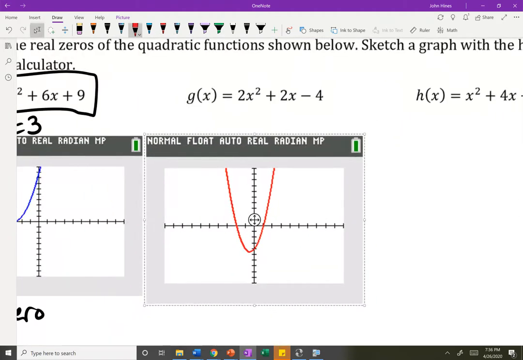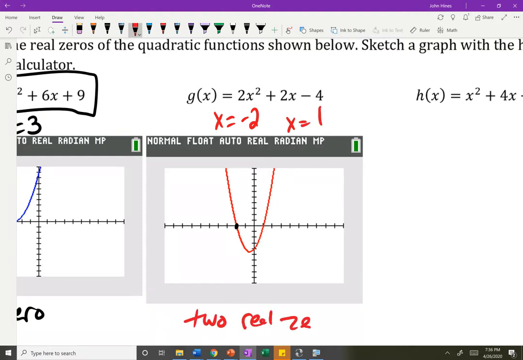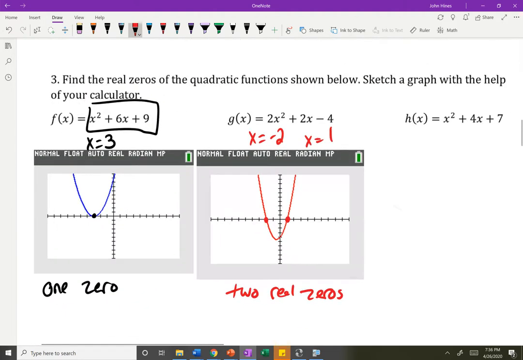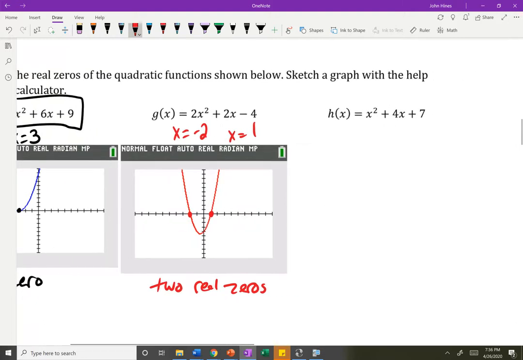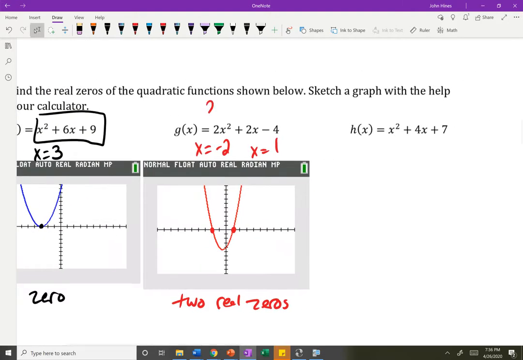Where does this hit the x-axis? Well, at x equals -2 and x equals +1. So this has 2 real zeros. So again, how do I find zeros? I see where these parabolas cross the x-axis. That's huge. I just solved the quadratic equation 2x squared plus 2x minus 4 equals 0.